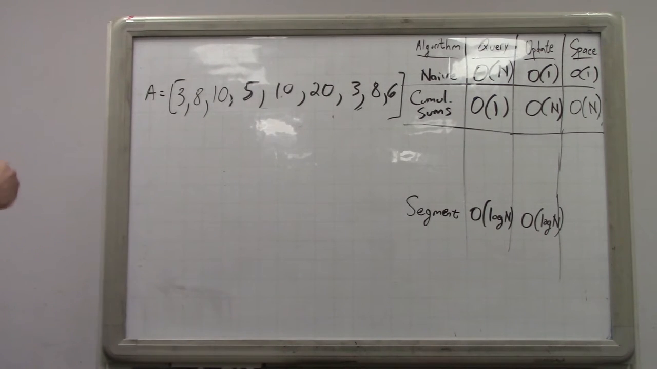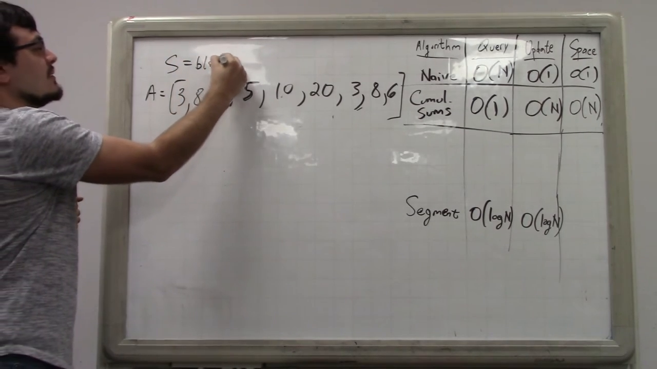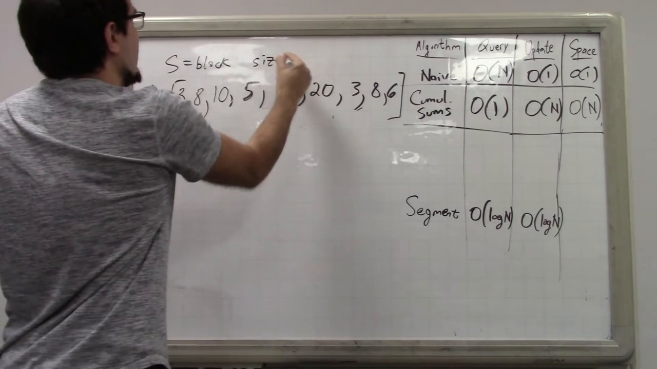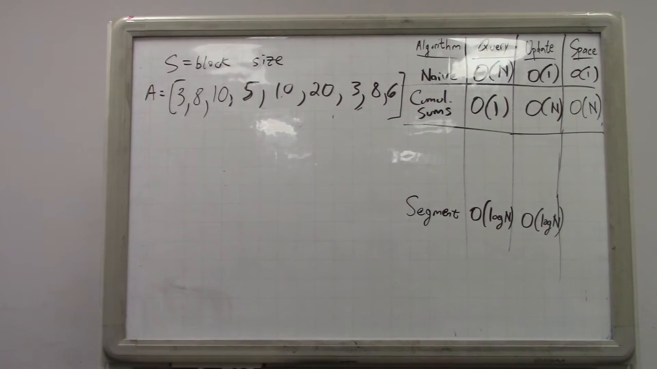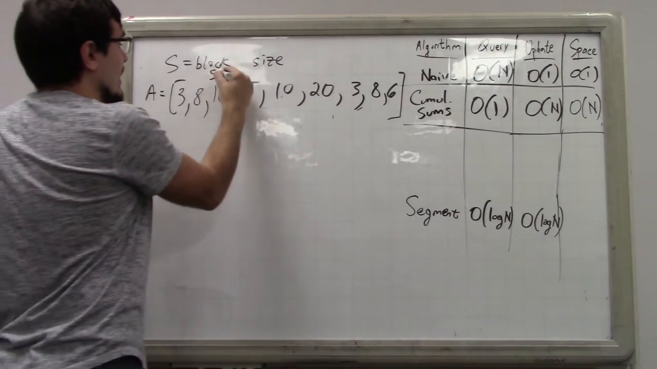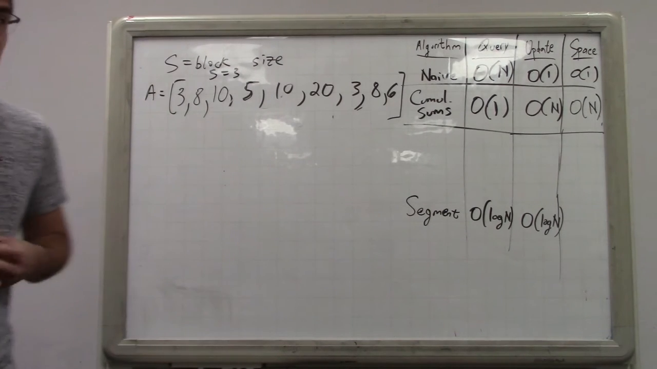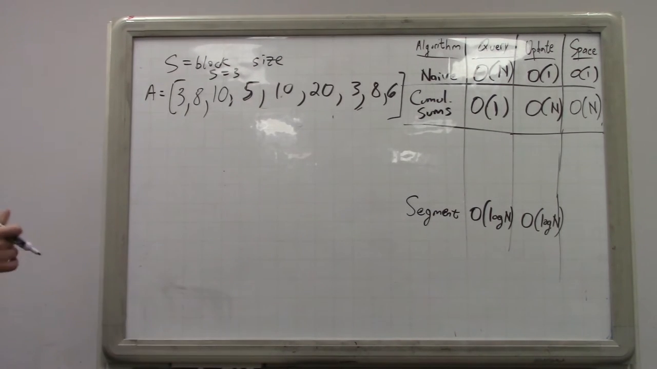So how would we do it? Well, basically the idea is we would pick a certain parameter S that is the block size. And let's say here I pick S equals 3. We don't know how to pick the optimal block size yet. We will see it later. So let's say I pick S equals 3.